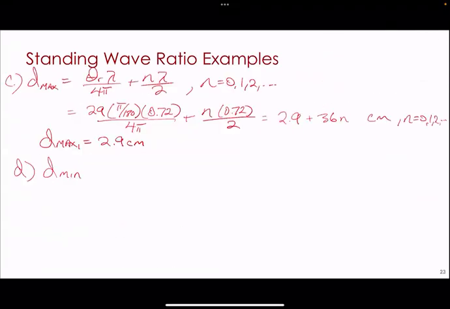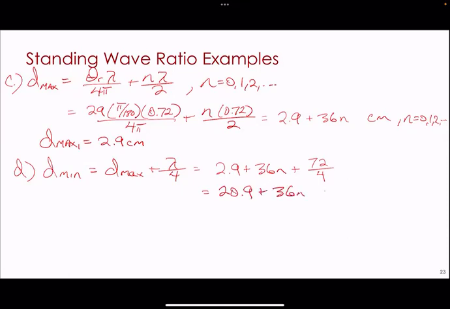So here we go. D min is D max plus lambda divided by 4. And so what's that? Well, our D max in general is 2.9 plus 36n, if we're doing it in centimeters. And then plus lambda divided by 4, that's 72 divided by 4. And so the whole thing would be just 18 from here plus 2.9. So that'd be 20.9 plus 36n centimeters for n equals 0, 1, 2, dot dot dot.